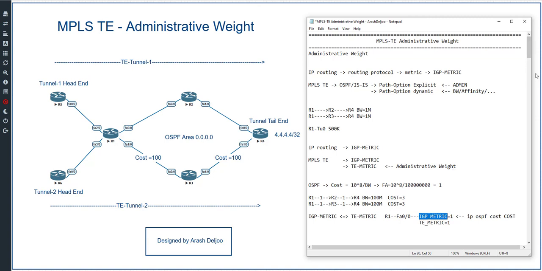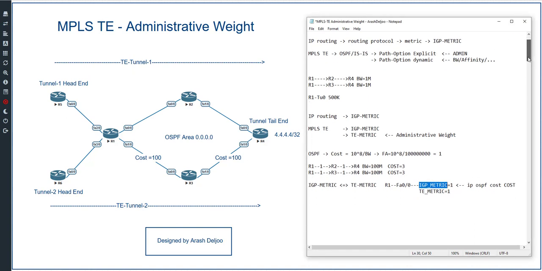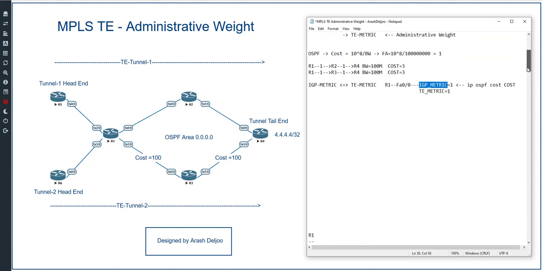Okay, until now, we learned about the TE metric, another type of metric that is available on each interface. Now, let me say for the first time that when we are configuring an MPLS traffic engineering tunnel, MPLS TE by default uses only the TE metric for calculating the best path. This is the default behavior. Maybe you ask, why didn't we see the TE metric until now? Because the TE metric by default is equal to the IGP metric.